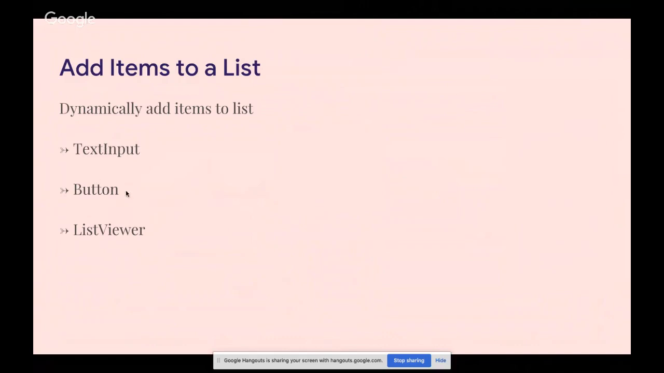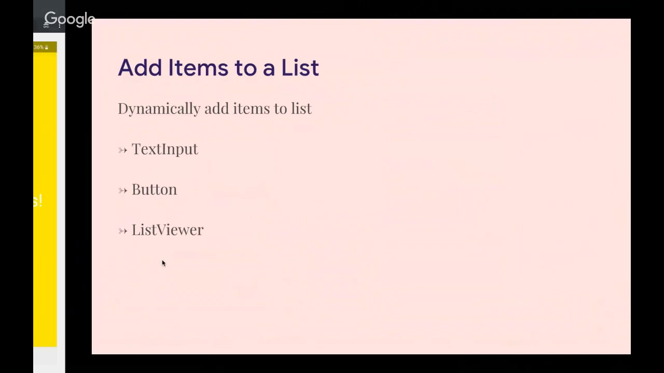In terms of creating our user interface, it's just going to be very simple. Three items, a text input and a button, and then we're going to use the list viewer to display the list. The blocks are going to be a little bit more complicated, but it shouldn't be too difficult at all.